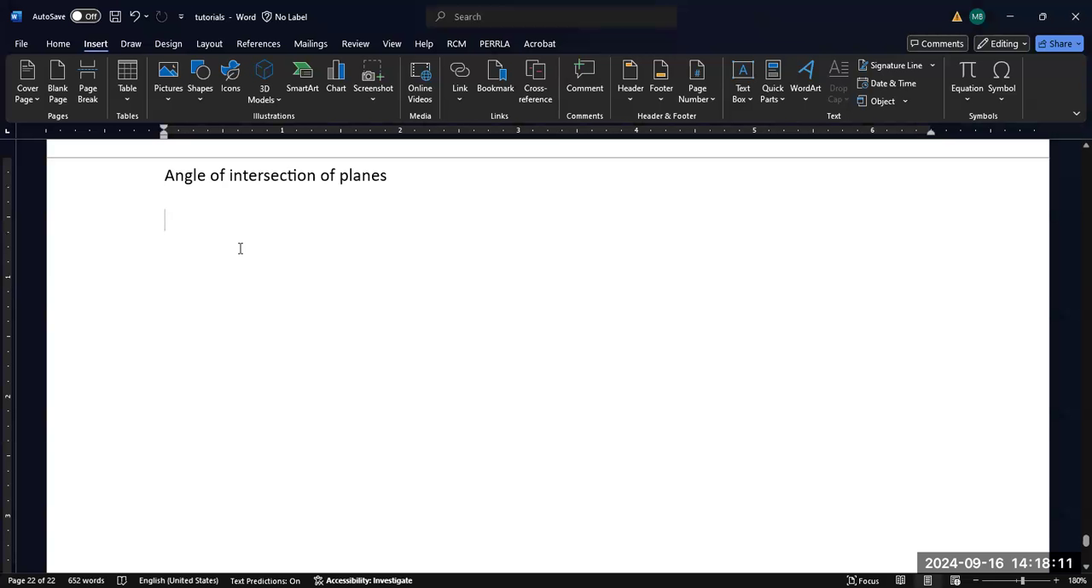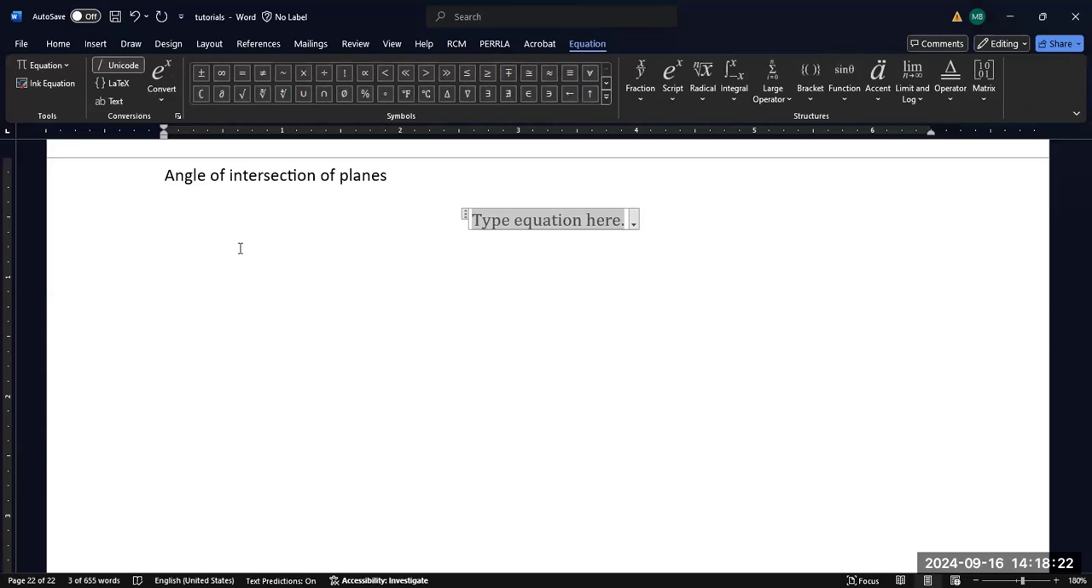Now, in this video, we're going to be talking about finding the angle of intersection between two planes. And so let's start with two planes. We're going to have the planes, just for simplicity, x plus y plus z is equal to 0, and x plus 2y plus 3z is equal to 1.